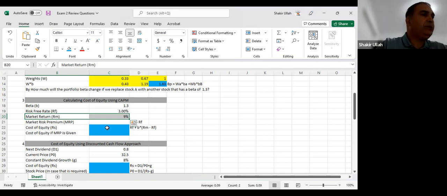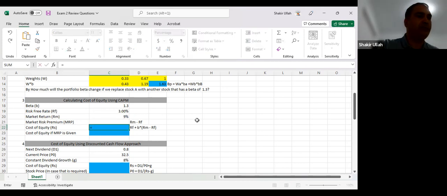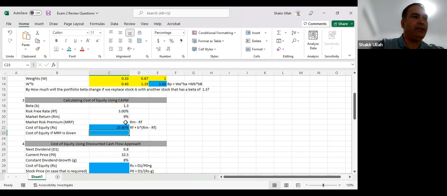Okay. Then how do we calculate the cost of equity? The formula is given right here. So I just create that formula. What is it? RF, which is the risk-free rate, and that is 3%. Clear? And then there's a plus in the formula. Then we take the beta, which is 1.3. And we multiply this, parenthesis start, that is RM, which is the market return. Market return is 9%, minus the risk-free rate, which is 3%. And then we close the parenthesis and find the value. So that comes out to be 10.8%. Okay.